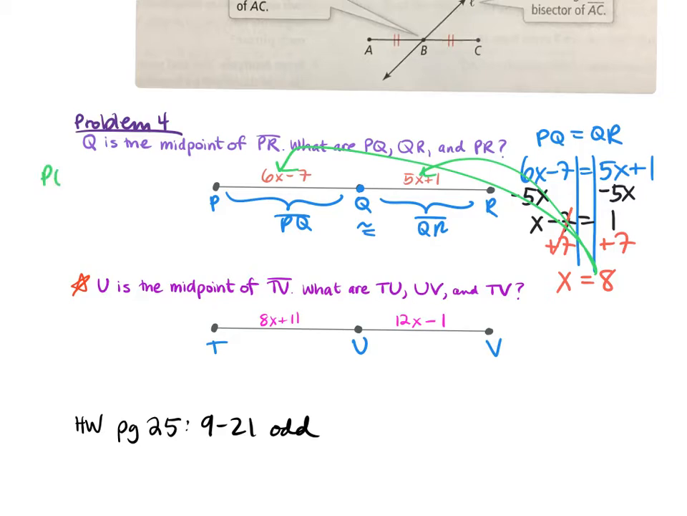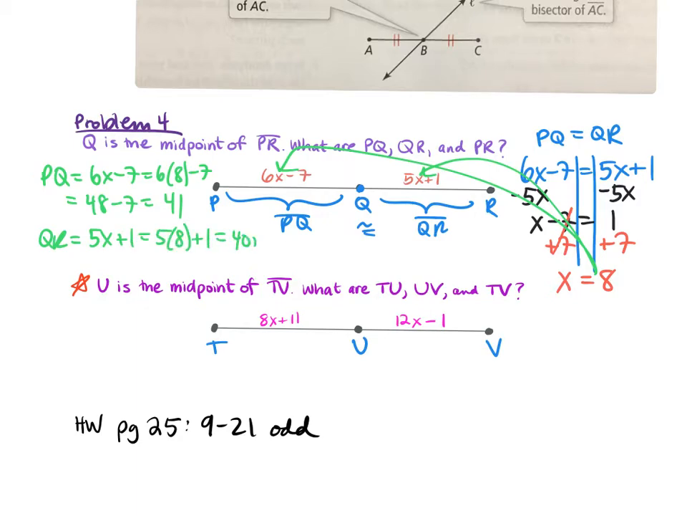So let's start with PQ. PQ is equal to 6x minus 7. x is 8, so 6 times 8 minus 7. 6 times 8 is 48, minus 7 is 41. And then let's do QR. Hopefully we'll get 41 for that one too. This is 5x plus 1. 5 times 8 is 40, plus 1 is 41. Yay, okay, that's good. So this is 41, and this is 41, and then the last question is asking what's PR. So PR is equal to 41 plus 41, which is 82.